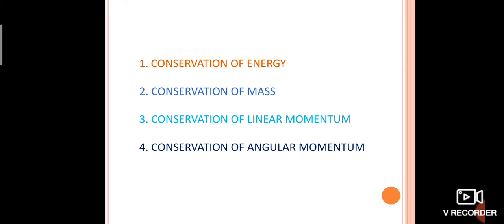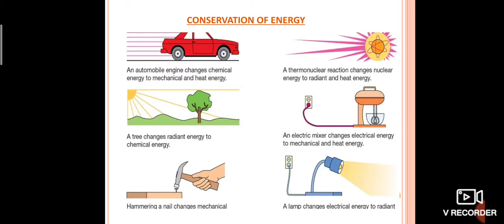Now let us learn the conservation laws. There are four conservation laws in physics. First one is conservation of energy, second one is conservation of mass, third one is conservation of linear momentum, and fourth one is conservation of angular momentum. Now let us study them one by one. First one is conservation of energy.